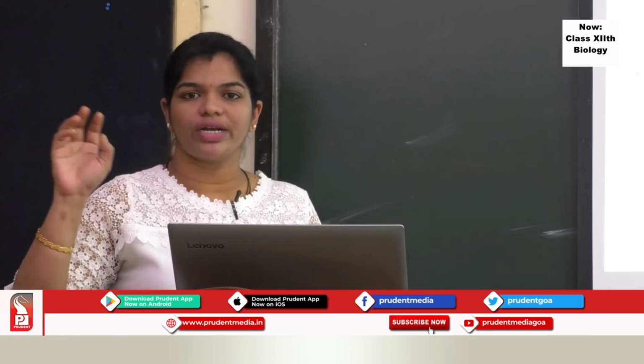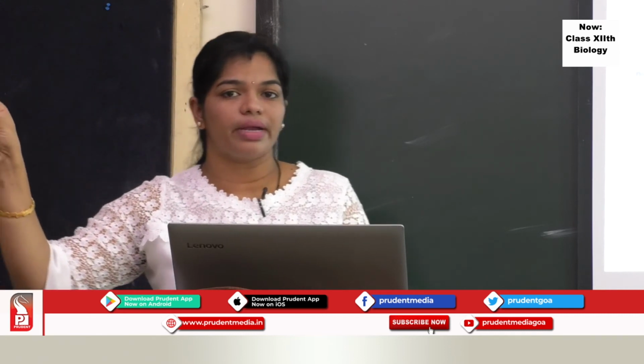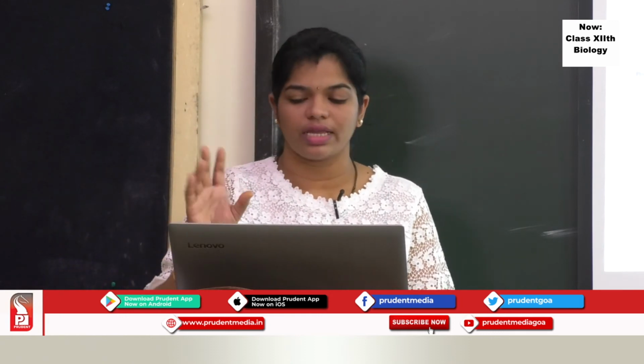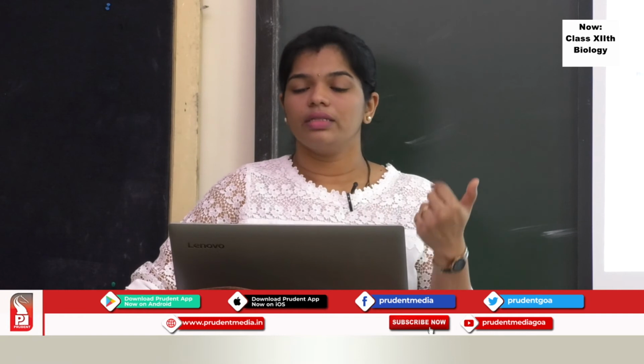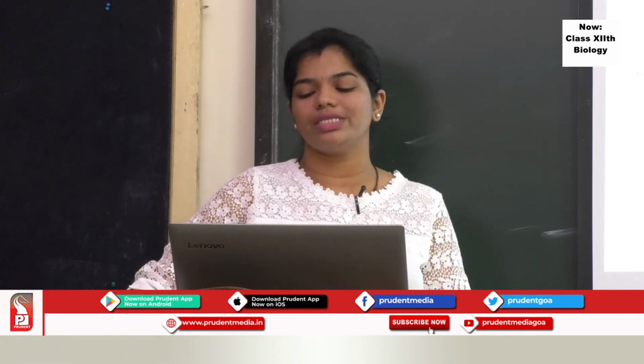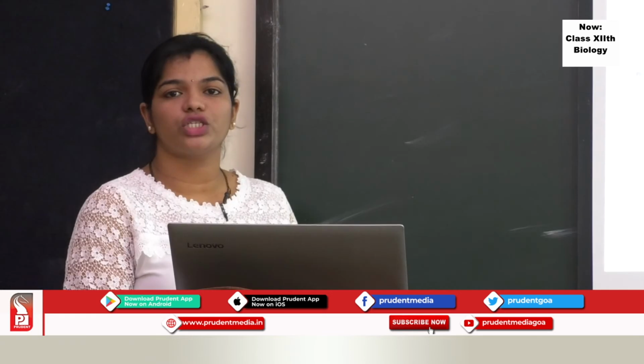Till now it was not attached to anything, it was just moving from the ampullary region and coming down the duct to the uterus. Now it will start getting attached to the endometrium, which was ready for implantation. The inner cell mass will get differentiated to form 3 germ layers: the outer ectoderm, the middle mesoderm, and the innermost endoderm. This 3-layered structure is called the gastrula, and the formation is called gastrulation.